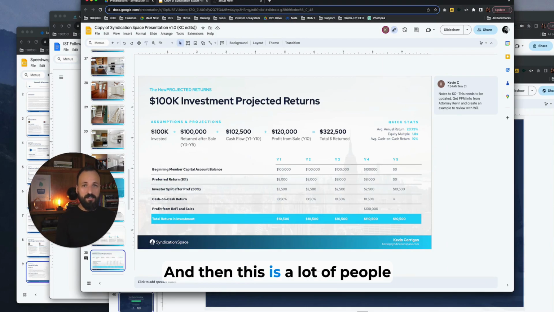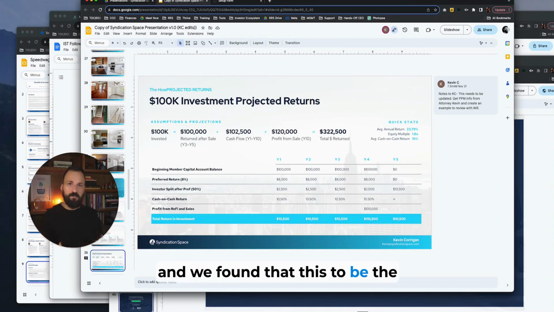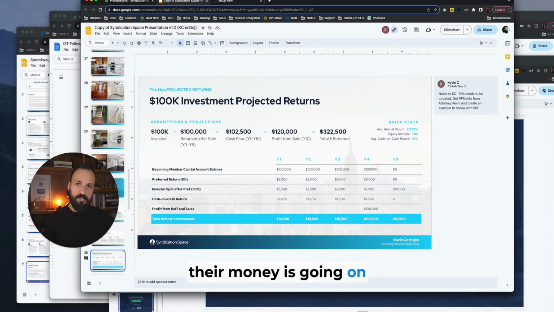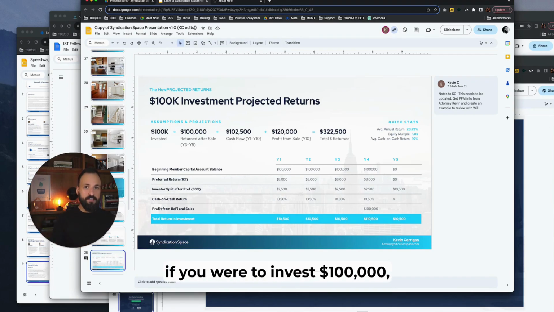And then a lot of people don't include this slide, and it's such a powerful slide because it says, if you were to invest $100,000, and we've tried so many different designs for what this particular slide looks like, and we found this to be the most effective and at a glance lets investors know exactly the journey that their money is going to be going on. So what's illustrated here is, if you were to invest $100,000, it's going to be returned between years 3 and 5. Then there's going to be cash flow between years 1 and 10. There's going to be a profit from sale, and then the total that's going to be returned. And it says how long it's going to be.